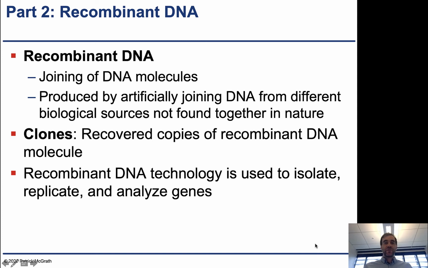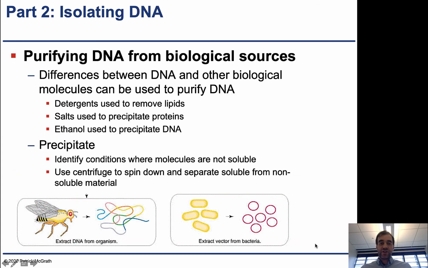Okay, the first technology we're going to cover is recombinant DNA. Recombinant DNA refers to the joining of DNA molecules, and it's produced by artificially joining DNA from different biological sources that are typically not found together in nature. And then we typically try to incorporate this DNA into clones, which are recovered copies of recombinant DNA molecules. Recombinant DNA technology is used to isolate sequences, replicate sequences, and often analyze genes.